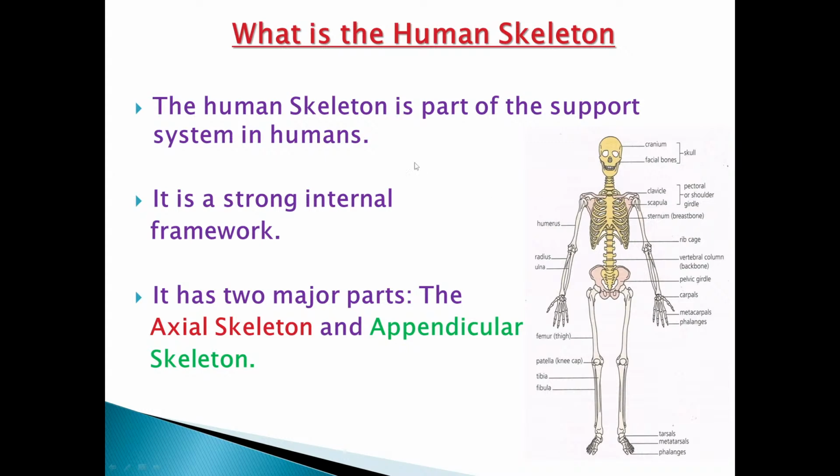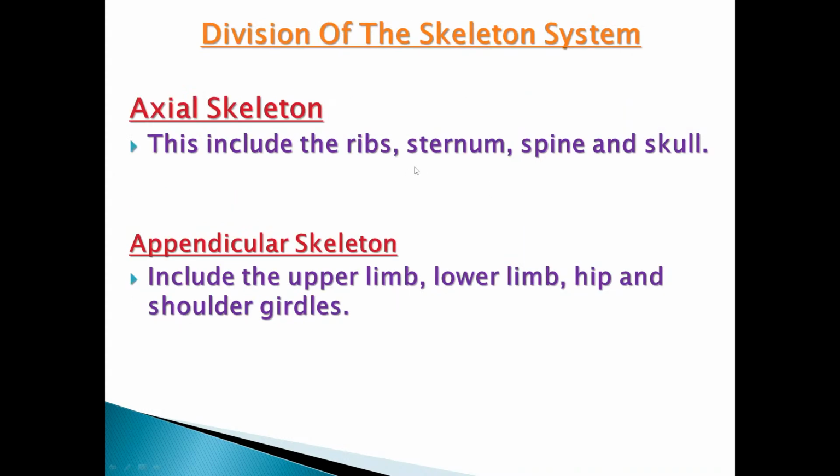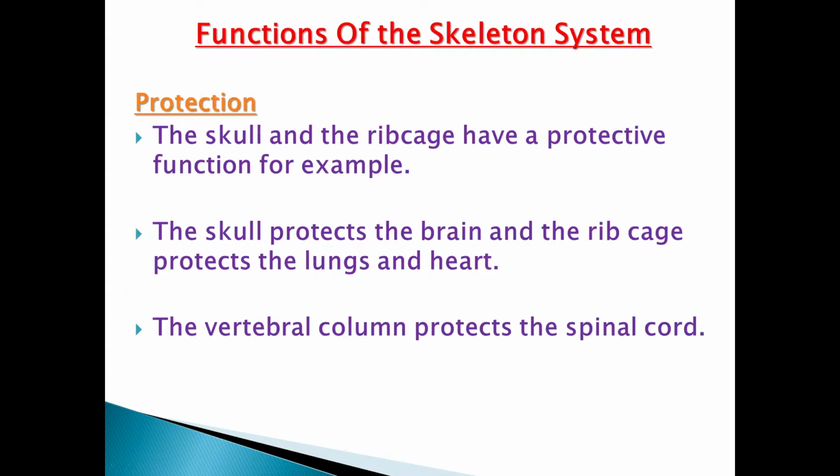So those are the parts that make up the axial skeleton, and of course the skull, which a person should know where it is located. Then we have what is called the appendicular skeleton, and the parts that make it up are definitely the upper limbs, that includes your arms, the lower limbs, that is your legs and your hip, and of course what is called the shoulder girdle, right across the shoulder.